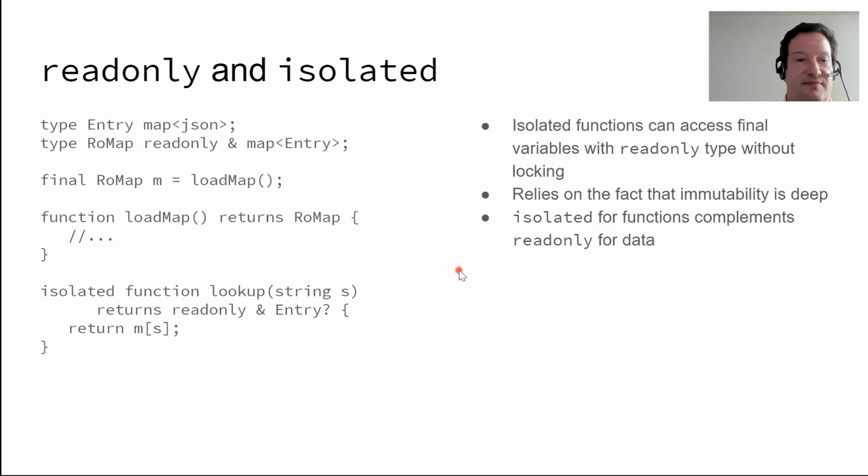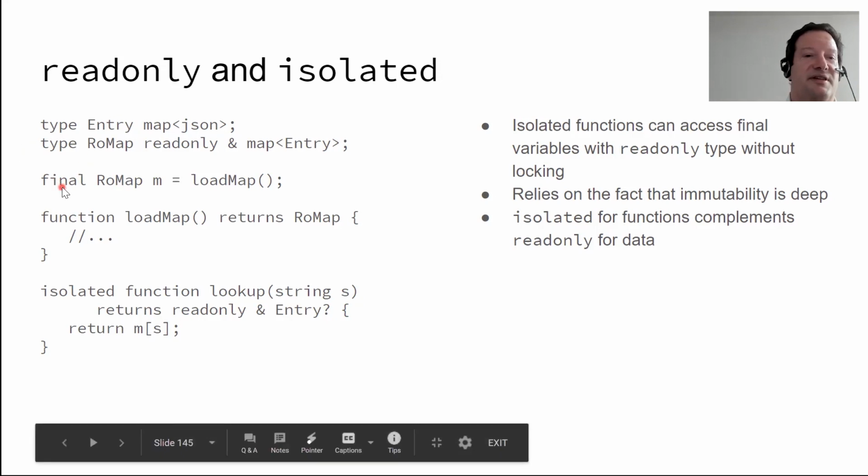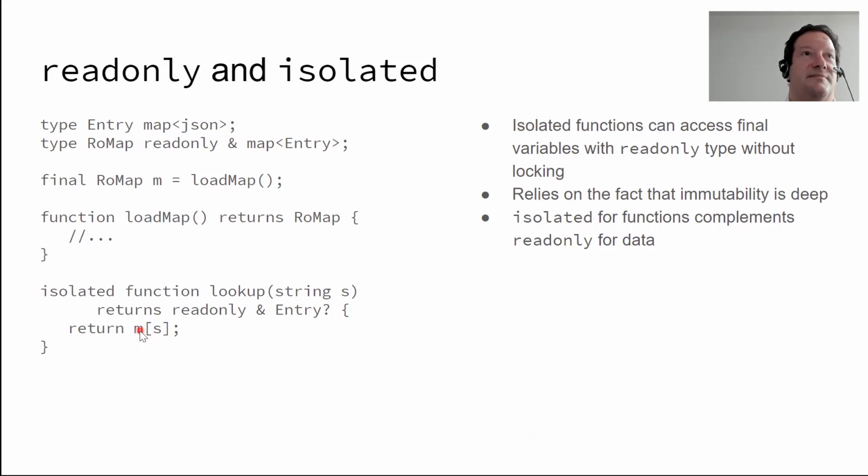James, question. Yes. Okay, so if you access, say for example, a map which is not read-only inside an isolated function, do you get a compiler error? You'll get a compiler error. Yes, if this wasn't declared as final. I see. Then you get an error here saying, sorry, you can't do that in an isolated function. Okay.